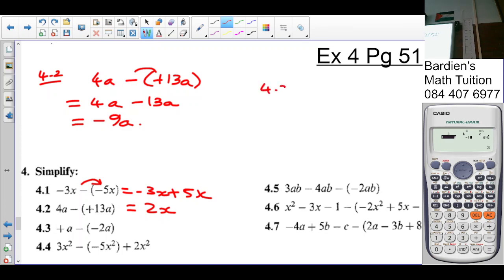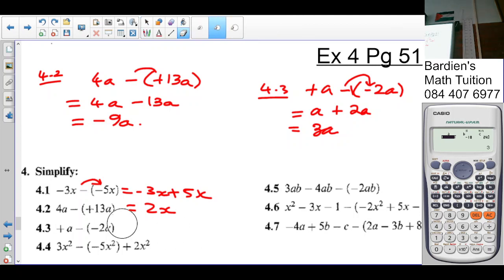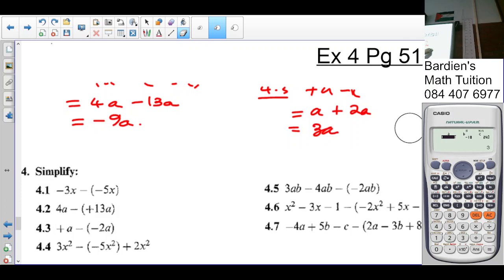4.3. We got positive a minus 2a. What's negative times positive? Positive 2a. Remember there's a 1 in front here. 1 times 2a is 2a. You all okay with that? So what is a plus 2a? 3a. Not 3a squared. Why? Adding and subtracting, the variables stay the same. Okay.